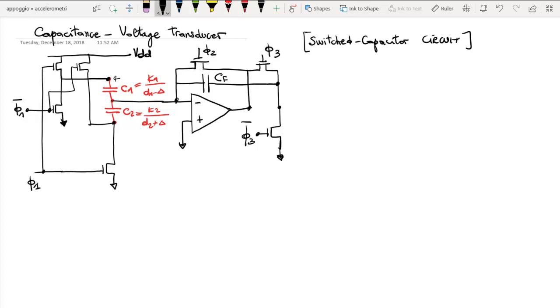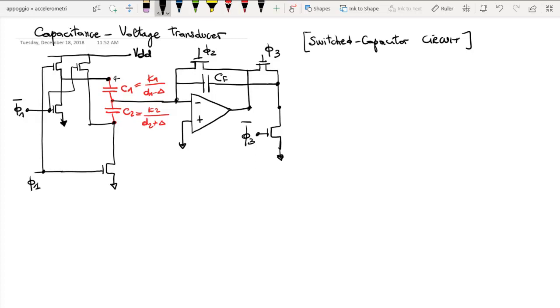These type of circuits are extremely common, especially for sensing applications, recently also for audio applications. But for sensing and measurement applications, they are very, very common. So we just look at one example, which is this one. And they are pretty powerful. So how does it work?